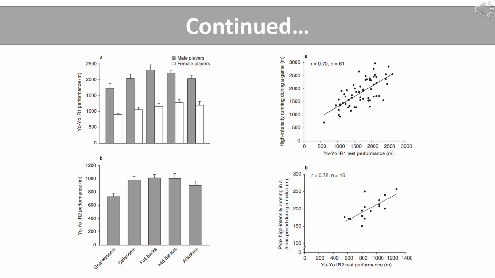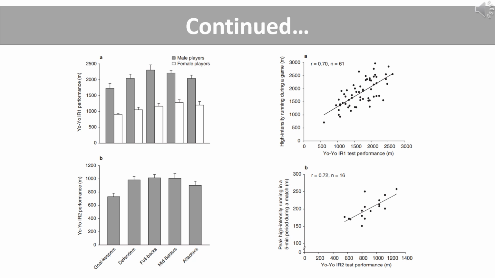If we now move to our two figures here on the right, we're looking at the association or the relationship between the level 1 test and high intensity running that happens during a game in terms of total meters. And we can see that the better performance that you do on the yo-yo level 1 test, typically the higher amount of high speed running or high intensity running you do during competitive matches, which again shouldn't be a huge surprise.